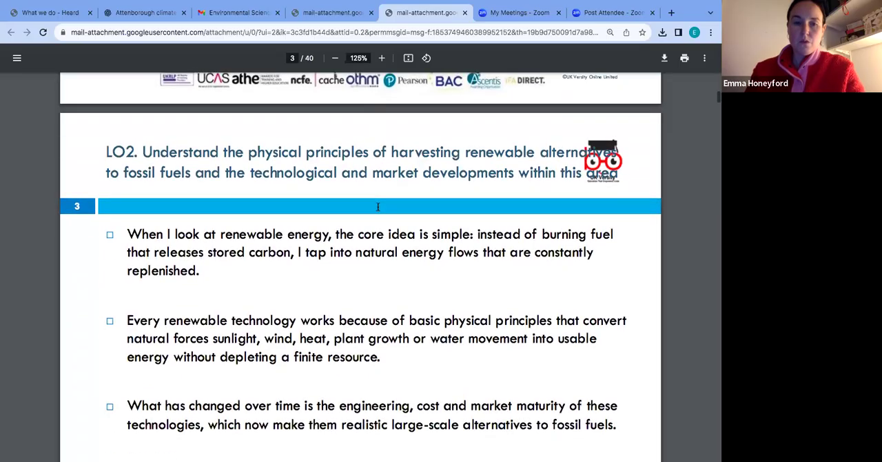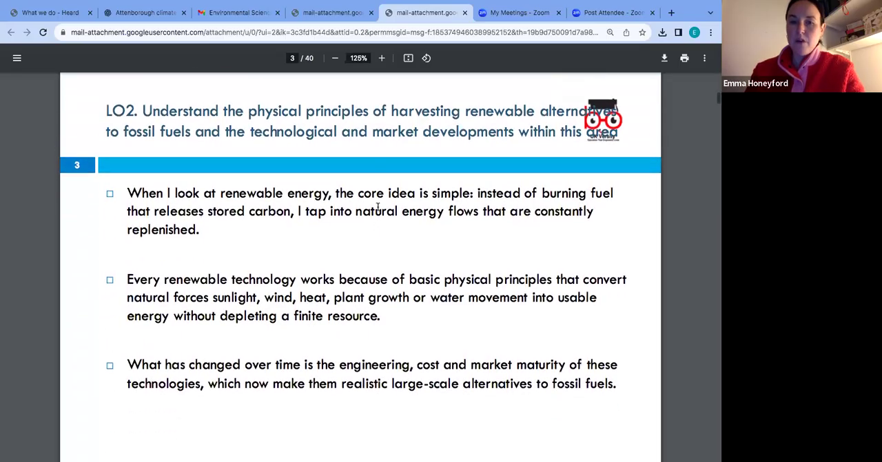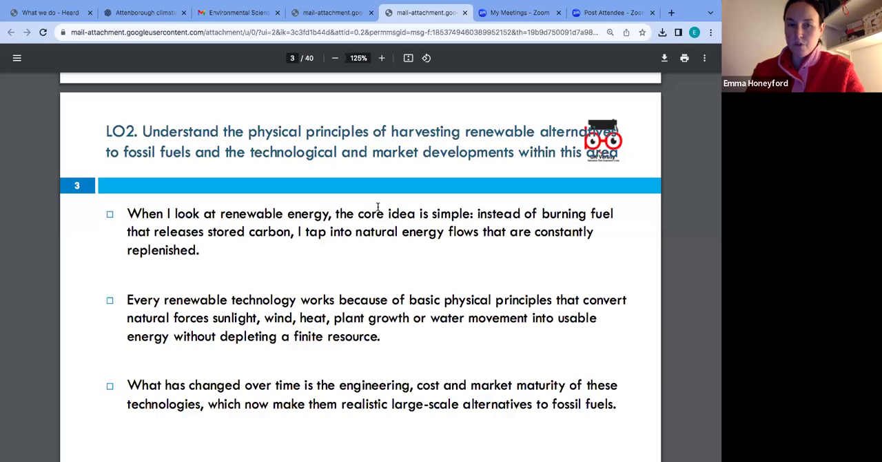So to understand the physical principles of harvesting renewable alternatives to fossil fuels, and the technological and market developments in this area. When we look at renewable energy, the core idea is simple. Instead of burning fuel that releases stored carbon, which we do when we use fossil fuels, it makes much more sense for the planet.